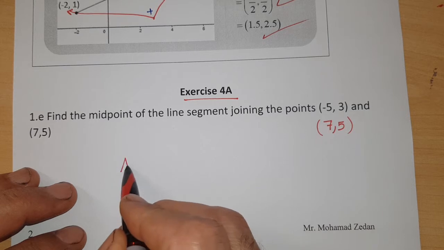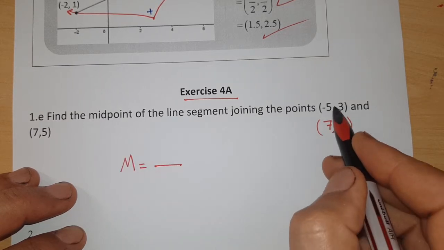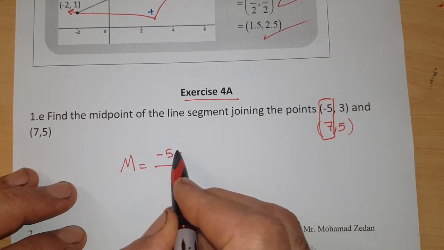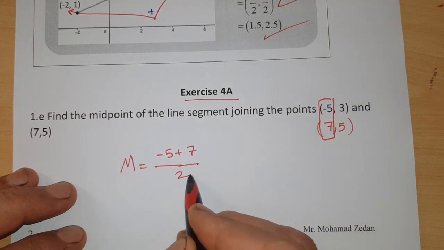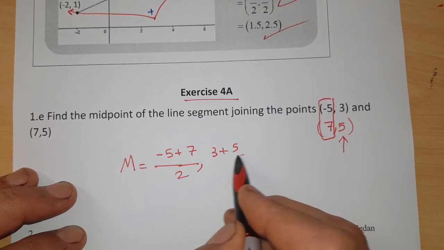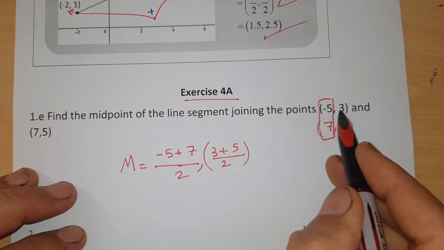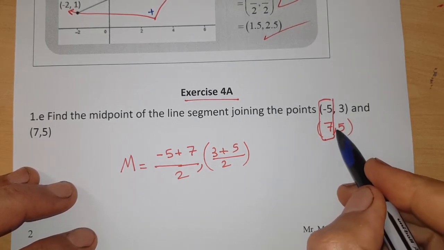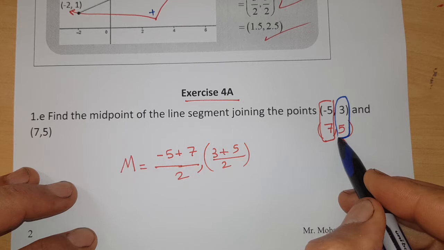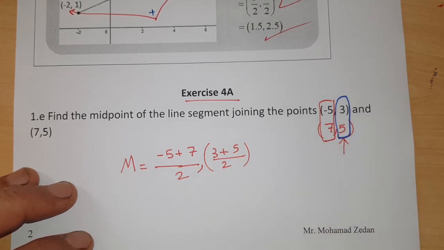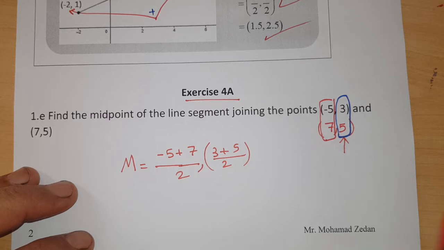And then just write: the midpoint is the sum of the x's, the first two numbers. Look at this: negative 5 plus 7 over 2, and the sum of the y's, 3 plus 5 over 2. Be careful, don't mix up x and y. x is together and y together. The first component from the left is always the x and the second one is y. Okay, and write the answer now.